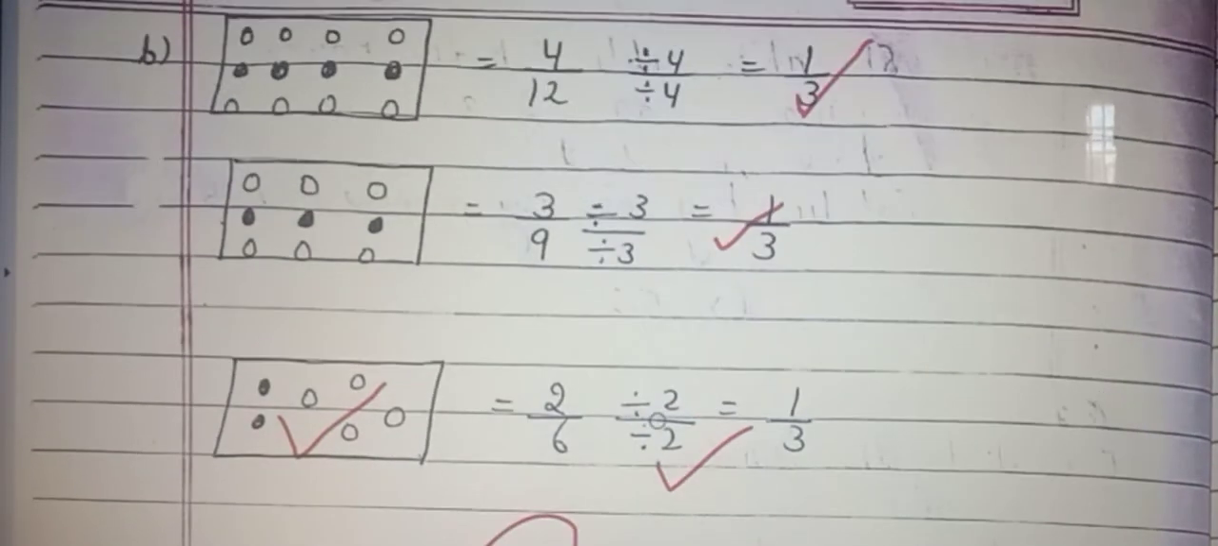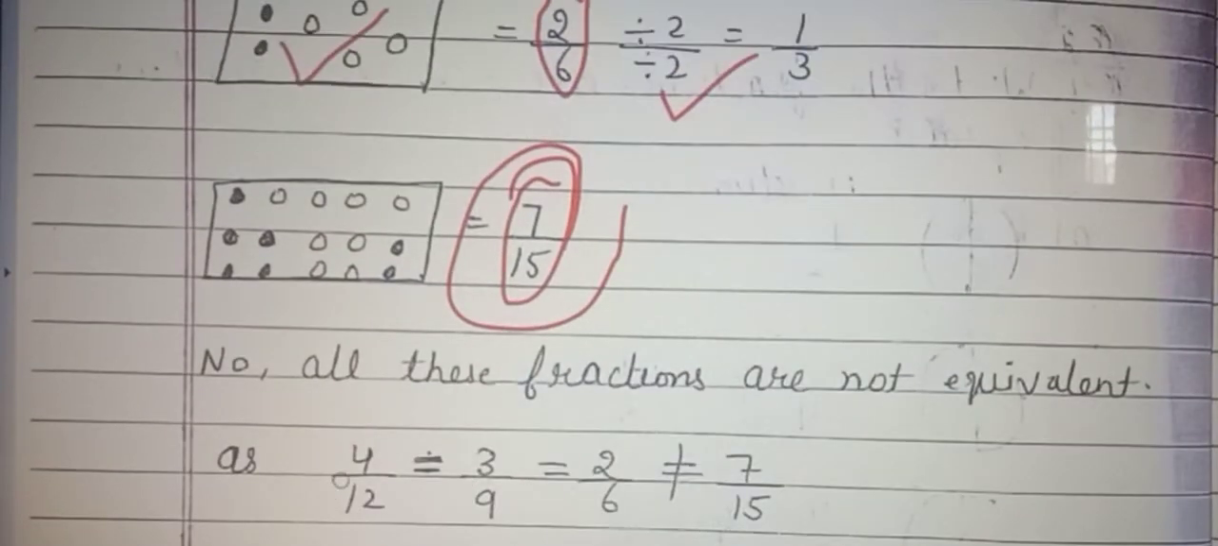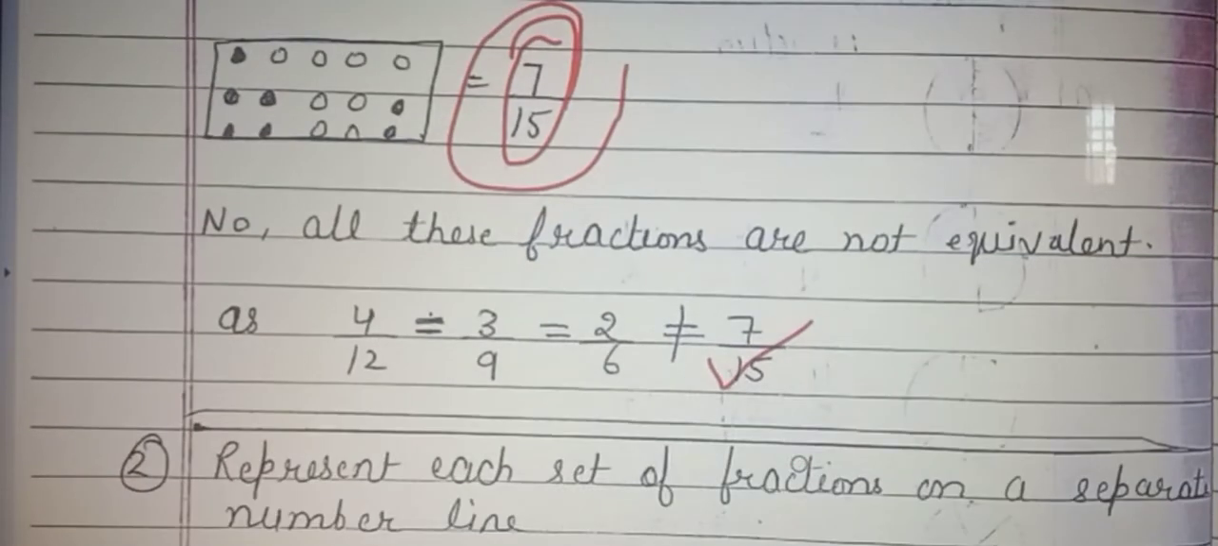Now if we compare all the fractions, 4 upon 12 is 1 by 3, 3 upon 9 is also 1 by 3, 2 upon 6 is also 1 by 3, but the last fraction is 7 upon 15, which is not equal to all these fractions. So we can say 4 upon 12 is equal to 3 upon 9 is equal to 2 upon 6 is not equal to 7 upon 15. So no, all these fractions are not equivalent.